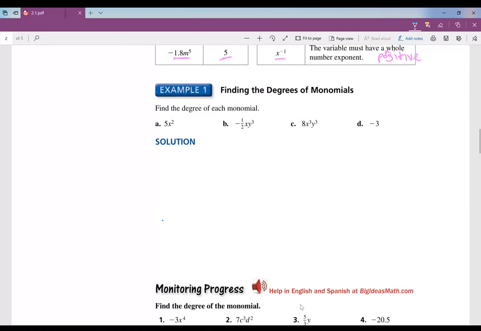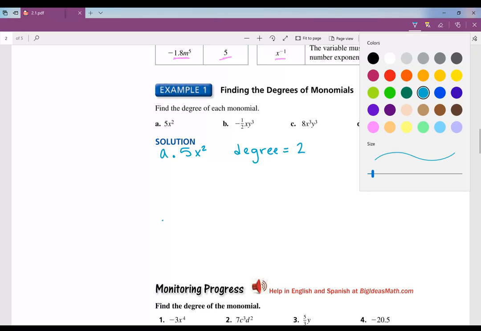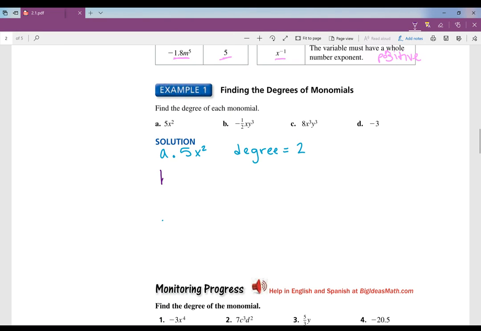So if we look at A, we're given 5x squared, and we want to find the degree of this monomial. So remember, we're going to add up our exponents, and in this case, our only exponent is 2. So our degree would be 2. Now, let's look at B. We have negative 1/2 xy cubed. So for this one, our degree, we have x to the 1 plus y to the 3. So we're going to do 1 plus 3, which will give us 4.